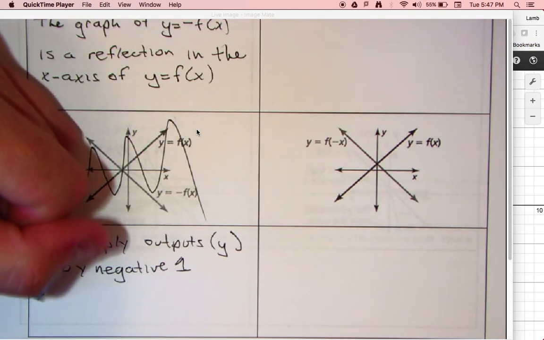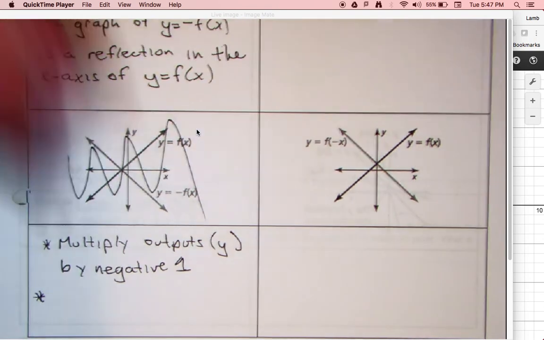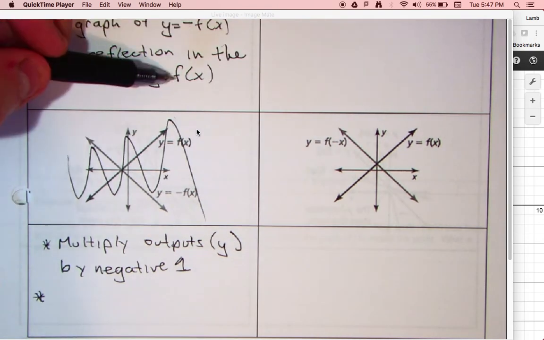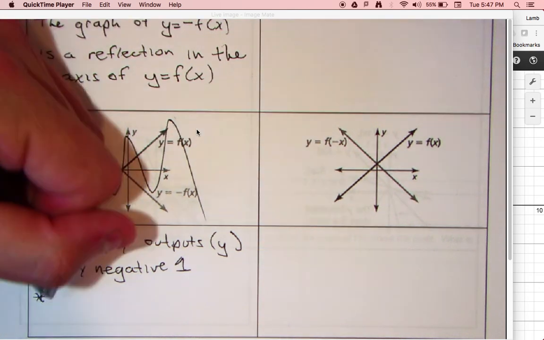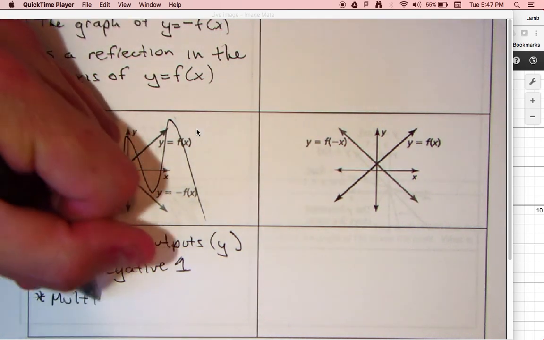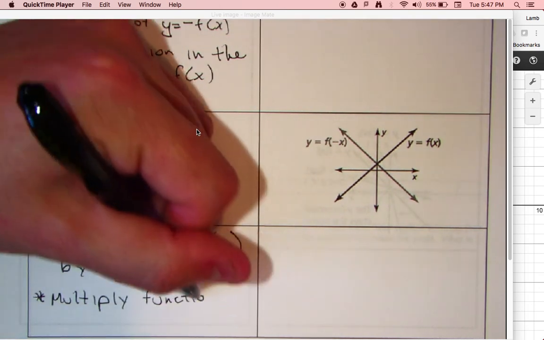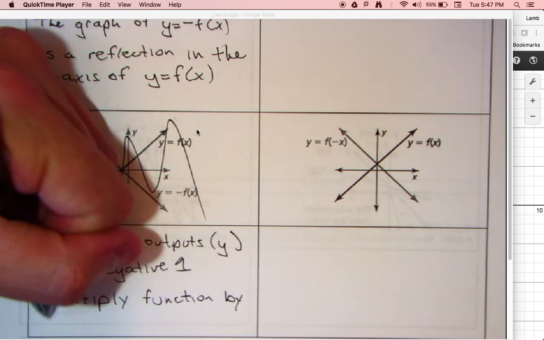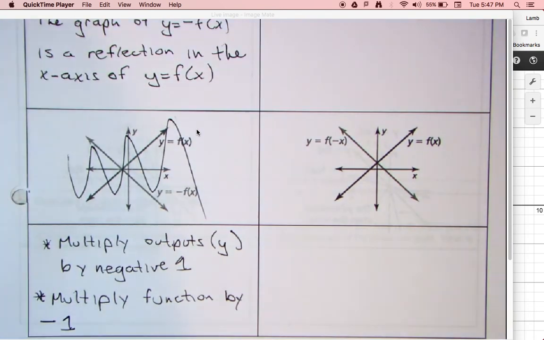Or essentially, if you think about it in terms of an equation or a function, look up here: if our original function is f of x, our second function is negative f of x. So another way to say it is multiply the function by -1. Okay? That's essentially what we're going to be doing here.